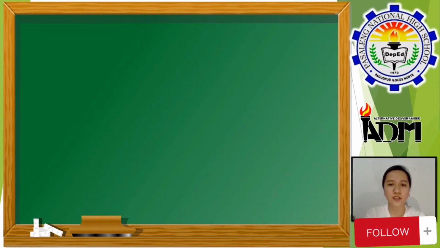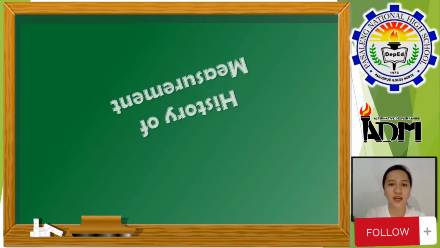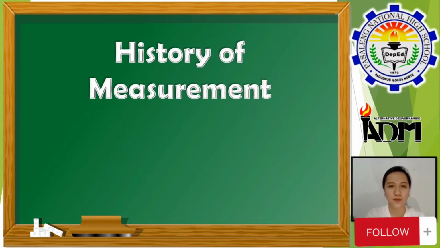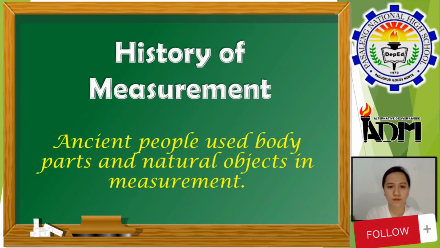In order for us to understand fully what measurement is all about, first we need to look at its history. Ancient people used body parts and natural objects in measurement.